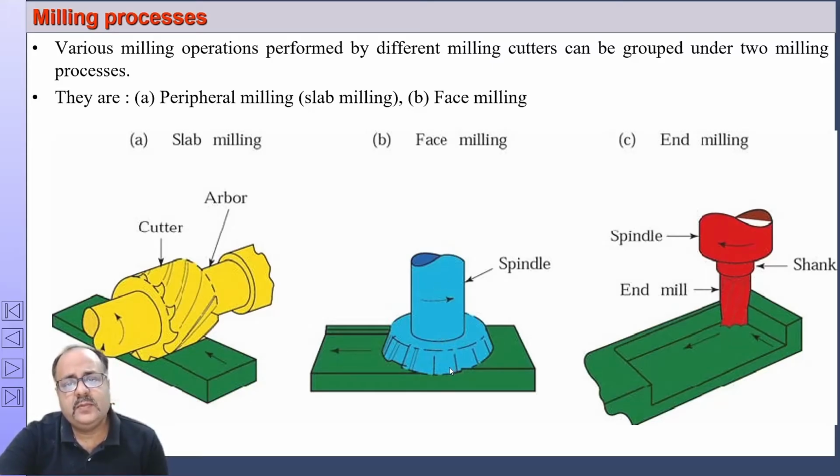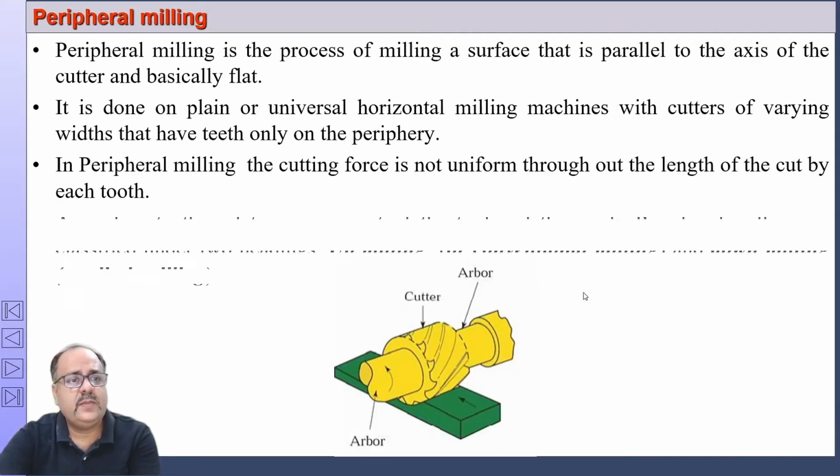In face milling we also generate a flat surface, using a wide diameter milling cutter which is rotated perpendicular to the surface that is generated. End milling is also rotated perpendicular to the surface generated, but the cutter is smaller in diameter and mainly used for various operations like cutting slots, making pockets, or making a profile. Such operations are normally done by end milling. Peripheral milling I have already discussed.